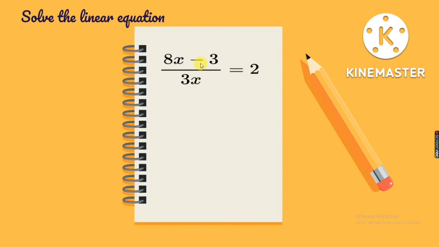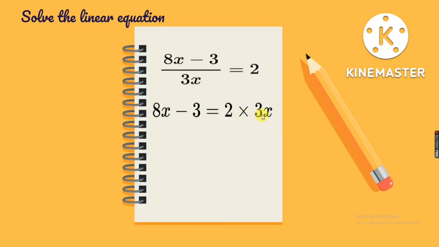First of all, we would remove this denominator. We would transpose this denominator 3x to the other side. We know that when we transpose any number in division to the other side, it changes into multiplication. So it would become 8x minus 3 is equal to 2 into 3x.